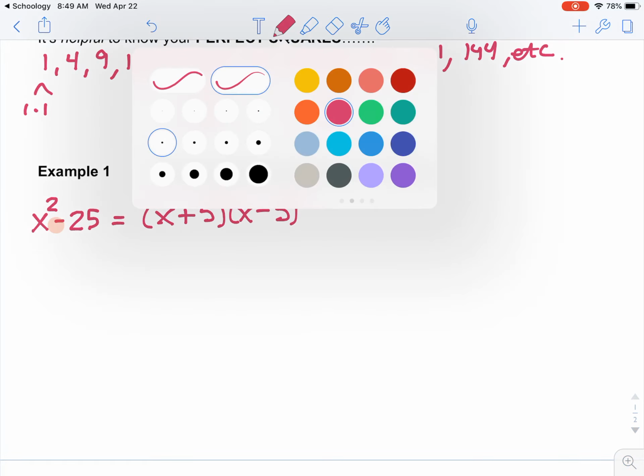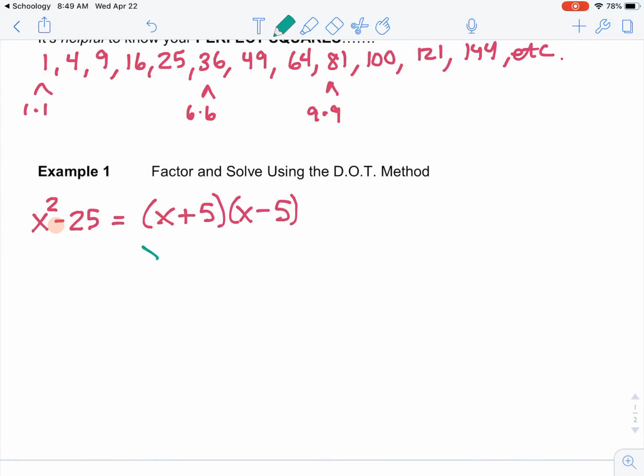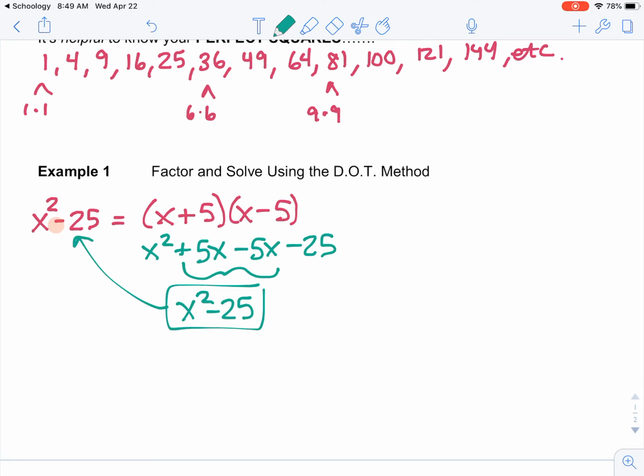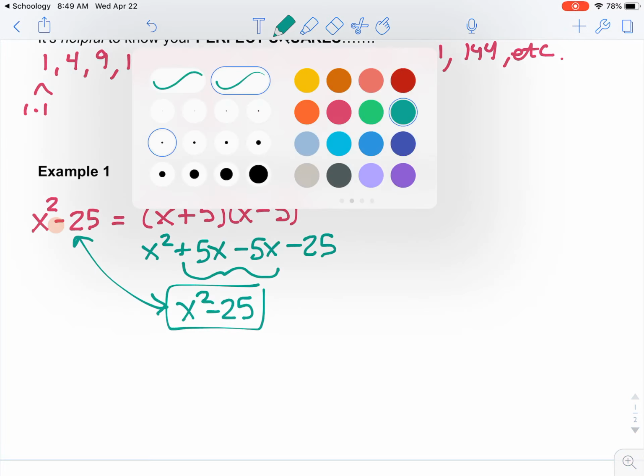Right, just to show you, to check your work, you would have x squared plus 5x minus 5x minus 25. Combine like terms. The plus 5x and minus 5x cancel. So that's where we get to our original answer, right? So these connect, they're the same thing, so we know our factors are correct.